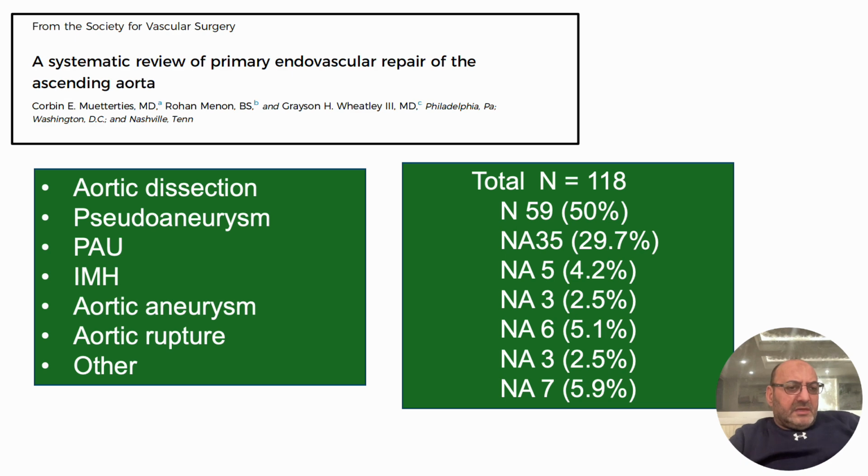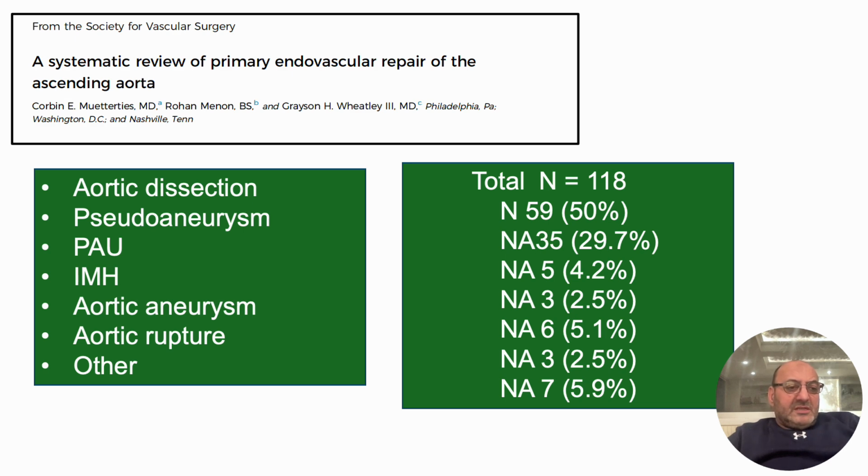The most common indication, in my experience, to place an ascending stent is pseudoaneurysms. Then aortic dissection, which could be chronic or acute. Acute, oftentimes these patients are too sick to have an open procedure, so it was used initially as a bridge to save these patients' lives and make them feel better, then take them back and do a Bentall or hemi-arch or whatever they need to do to save the patient's life. PAU is relatively common. IMH.